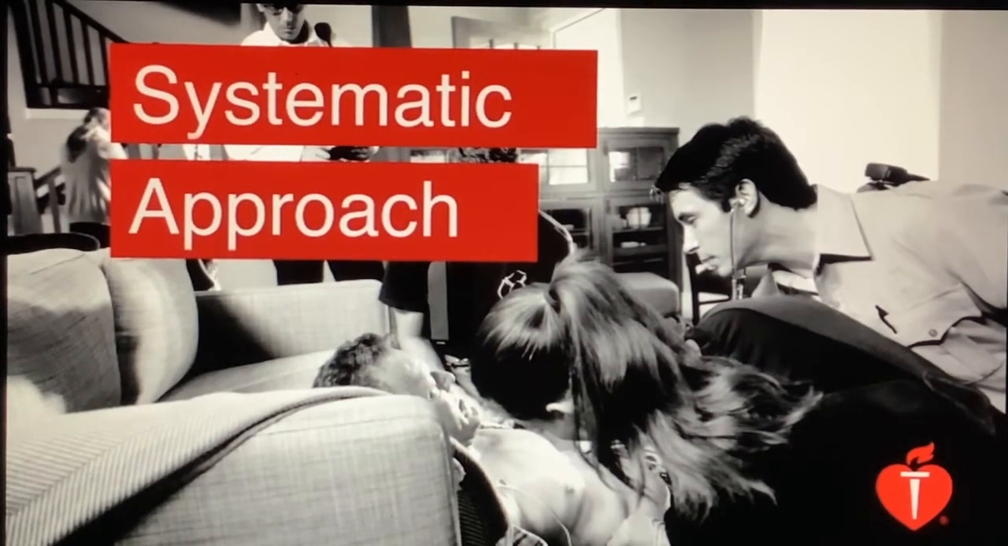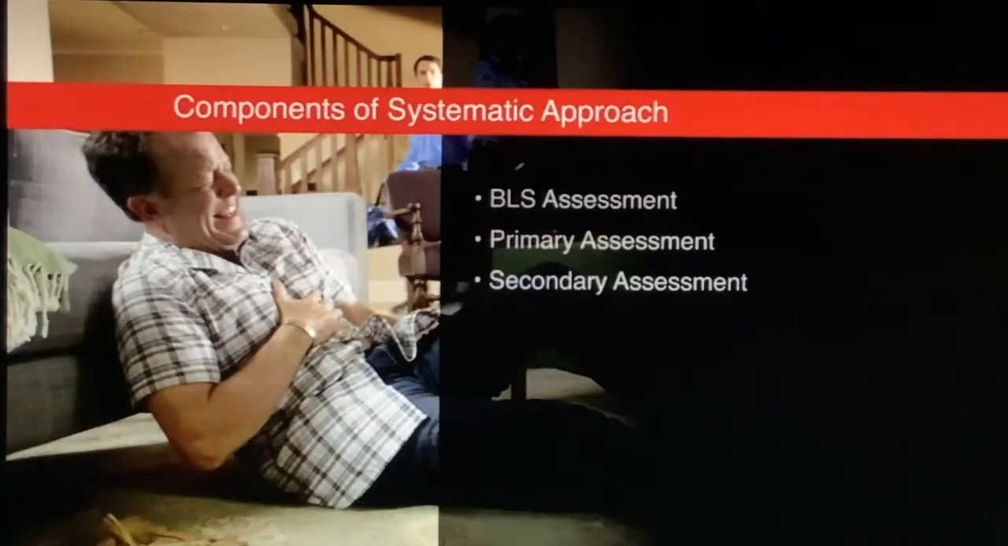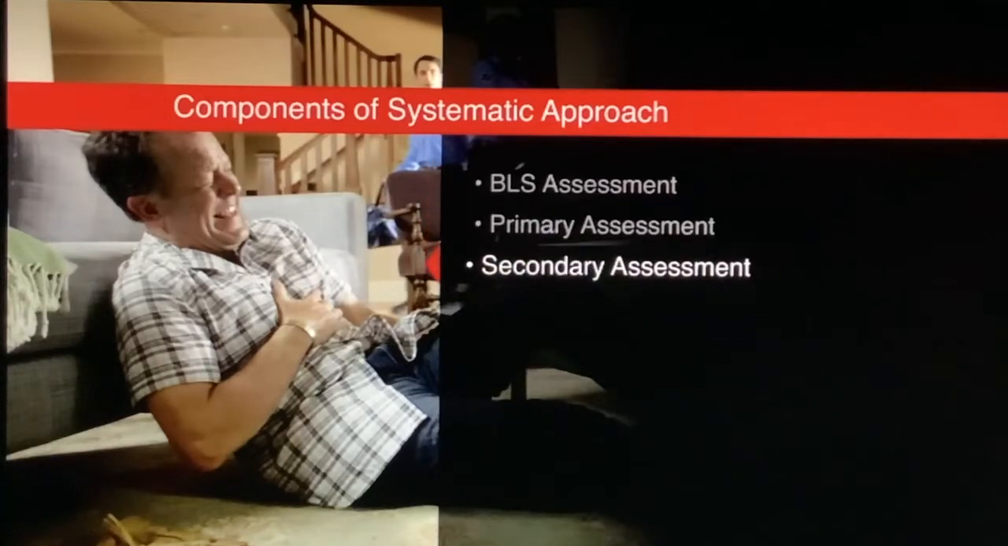The American Heart Association systematic approach includes three components once you have established scene safety and your initial impression of the patient: the BLS assessment, the primary assessment, and the secondary assessment. These sequences combine assessment and treatment components for effective resuscitation.